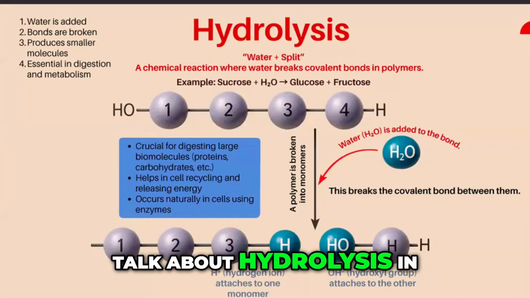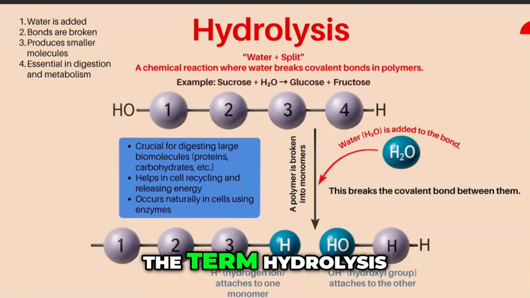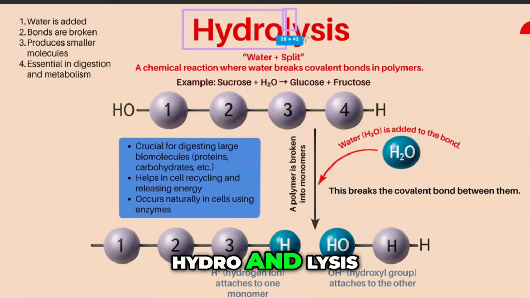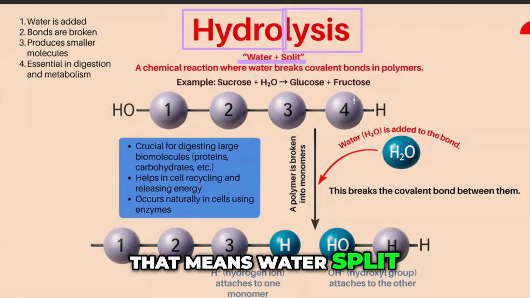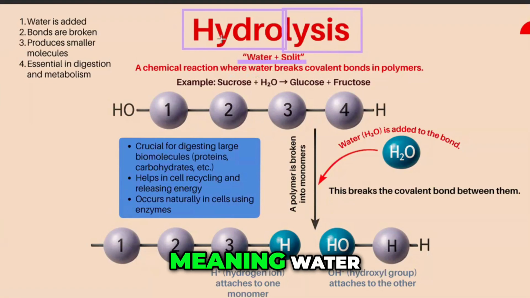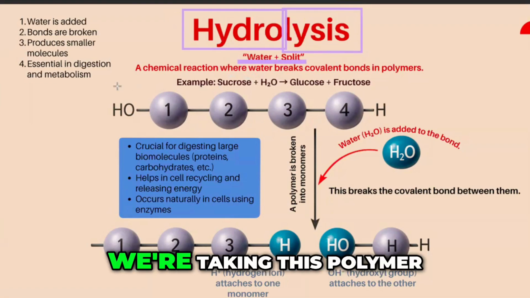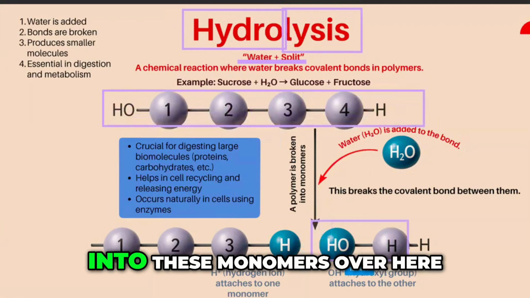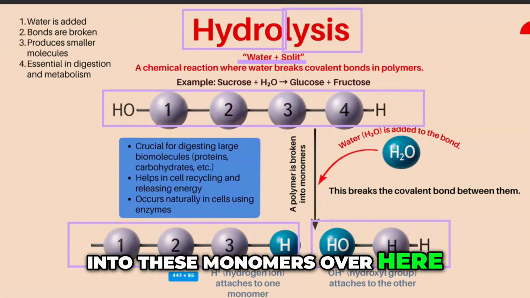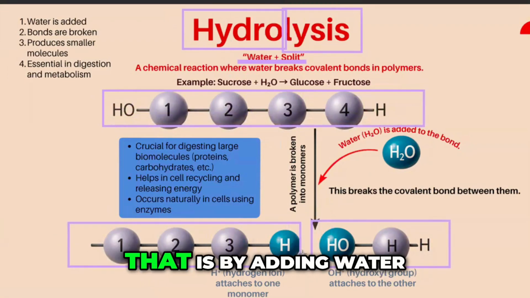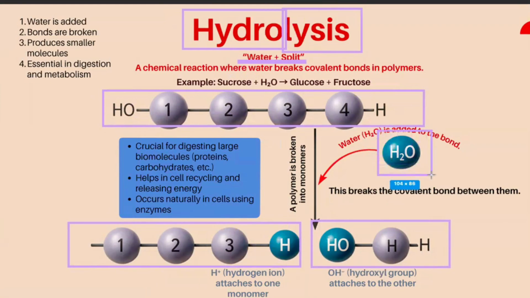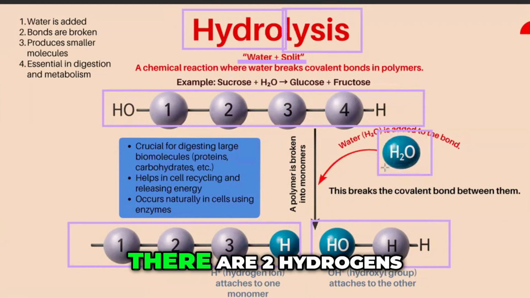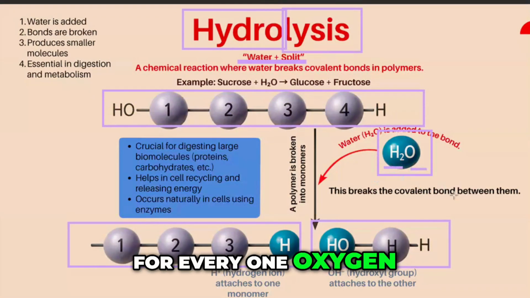Let's talk about hydrolysis in more detail. You can see here the term hydrolysis, and you can see the root words here, hydro and lysis. When we put that together, that means water split. Essentially, hydro means water and lysis means death. We're taking this polymer and breaking it down into these monomers over here. The way that we do that is by adding water. And as you can see here, there are two hydrogens for every one oxygen.